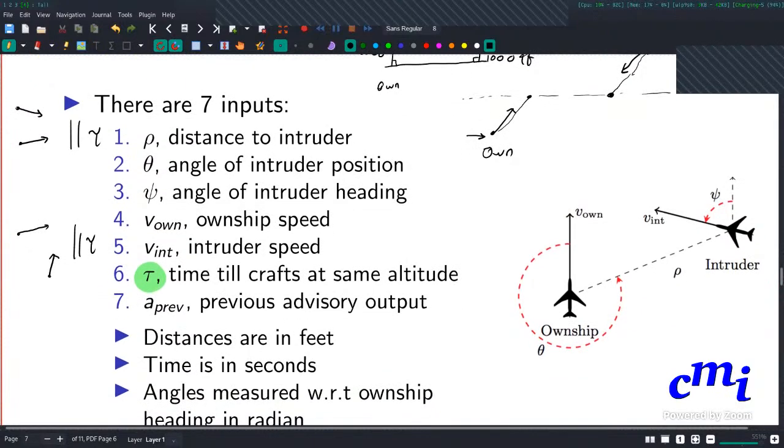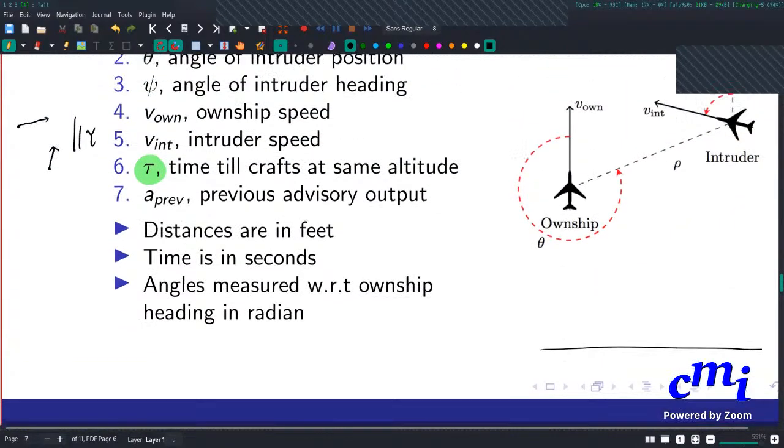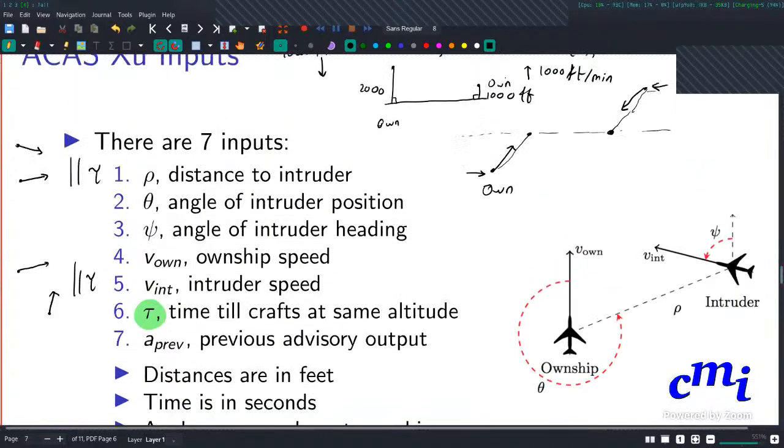So for example, in this particular picture, this is the top-down view. I have a question. The sixth input tau, I presume, is between one's own aircraft and the adversary. Yeah, it is between one's own aircraft and the adversary. Tau is measured in seconds. It's the time until which your aircraft and the adversary will be at the same altitude. So in that sense, it is between one's own aircraft and the adversary.